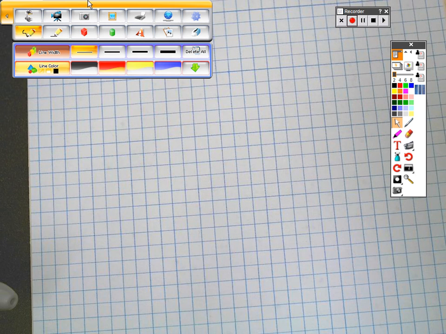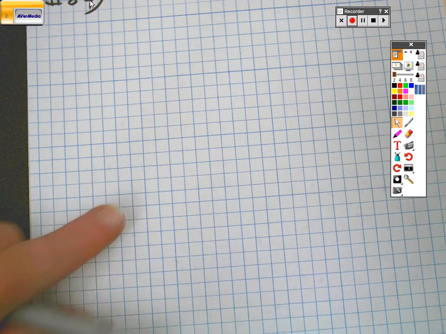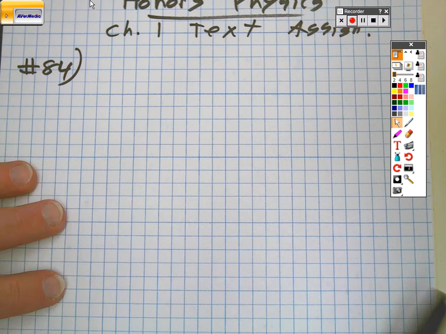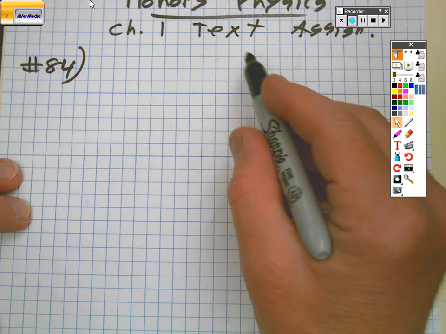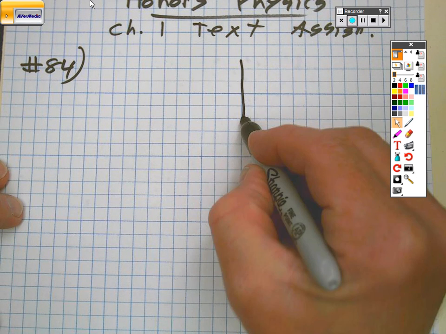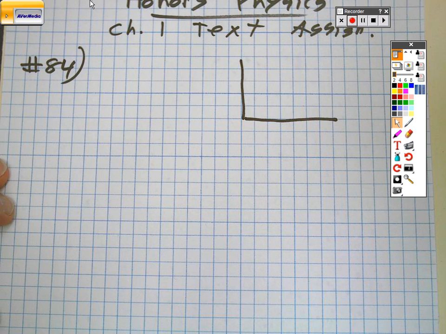Now, let me give you a couple of hints about number, for instance, 84 and 85. So let's look at number 84. Number 84 has a graph of force as a function of distance. When you apply a force, the distance changes. And so what you will draw is, now I'm drawing a little example here, but you want to draw a full sheet graph for this.